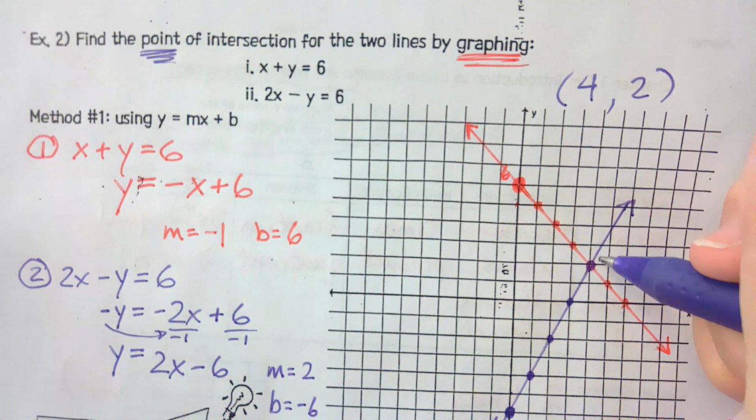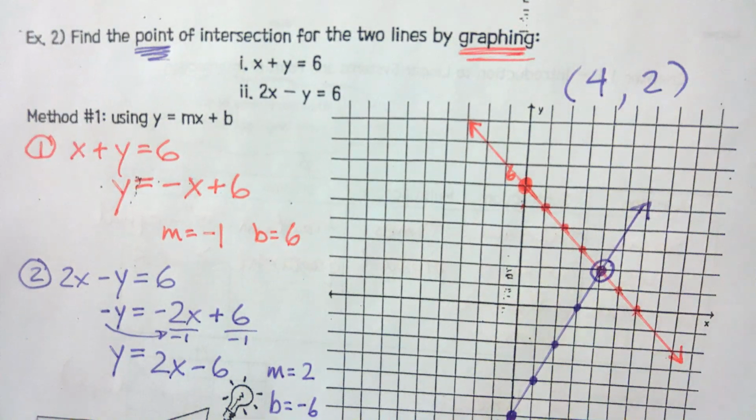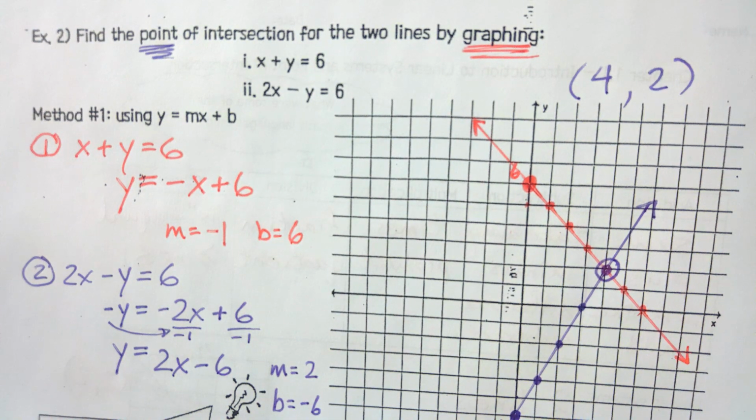So this point right here, the point of intersection, 4 and 2. Not 2, 4. Remember, X always comes before Y. So it's your X coordinate and then your Y coordinate. So 4, 2.